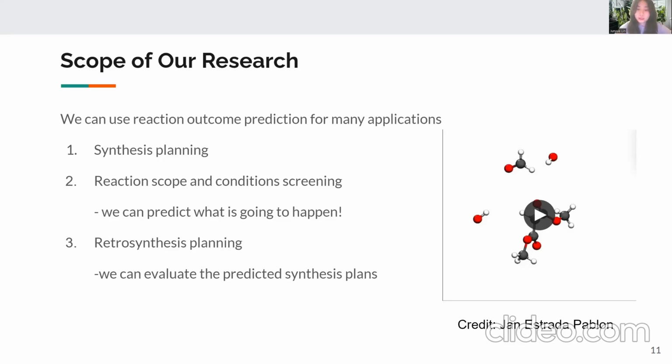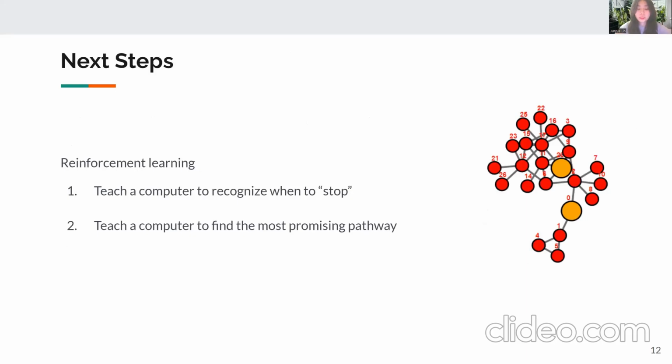So, in the future, to overcome these problems, we want to train a computer to recognize the most promising pathway using reinforcement learning. In a nutshell, we will reward those reactions with higher rates and penalize those with lower rates using machine learning algorithms. That way, the computer can begin to recognize which steps it should take and which steps it shouldn't.